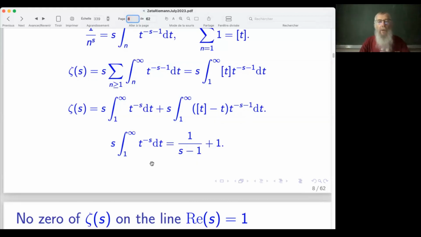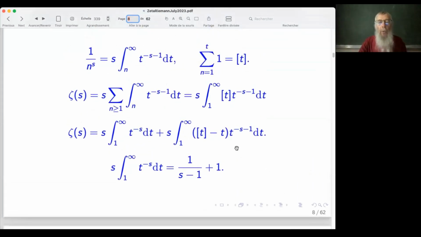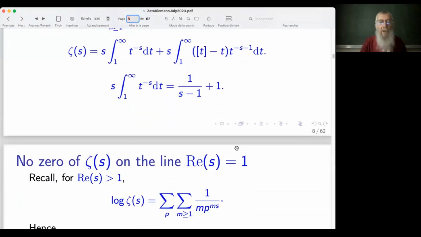And so you get the same result, which is 1 over s minus 1 plus 1. Okay, so we know now that the Riemann zeta function extends to an analytic function. Yesterday, we proved it for all s which are different from 1. Just now, I gave another proof for real part of s greater than 0. And this real part of s greater than 0 will be sufficient.